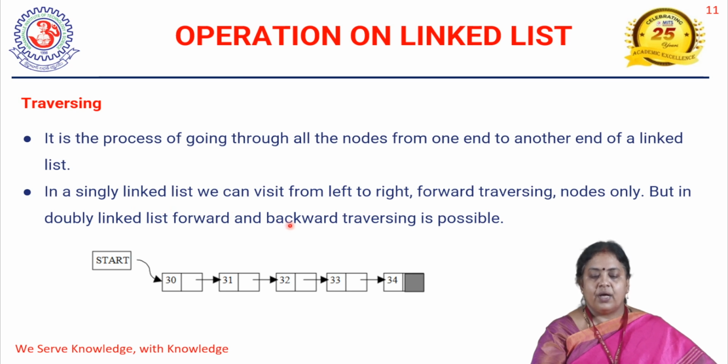So in order to have backward traversing also, there is another type of linked list that we call a doubly linked list. There we can have forward traversing as well as backward traversing.